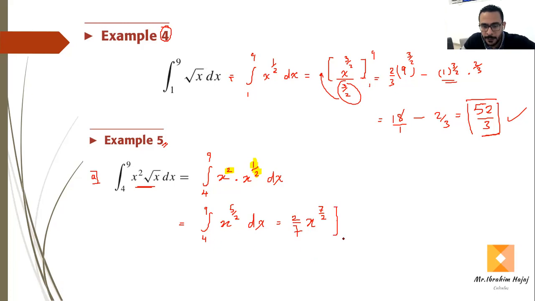We have an area bounded by 4 and 9, so we have to evaluate at 4 and 9. I start with 9, so 2 over 7 times 9 to the power of 7 over 2, and then minus 2 over 7, and now we will plug in 4 instead of x, and this all to the power of 7 over 2.